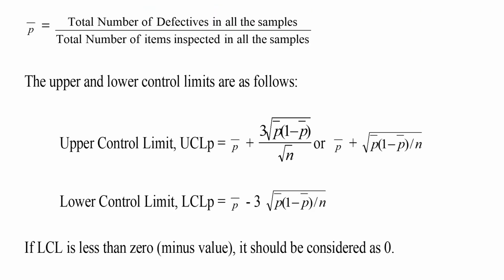P bar equals total number of defectives in all samples divided by total number of items inspected in all samples. The upper and lower control limits are as follows. If the lower control limit is a negative value, it should be considered as 0.